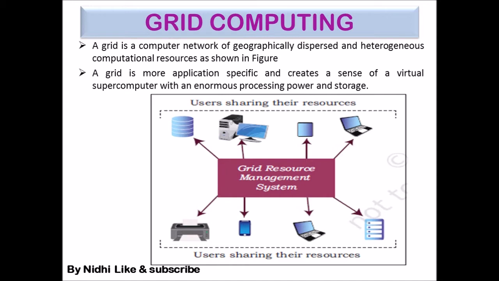Heterogeneous means different types. Homogeneous means the same categorization, and heterogeneous means different types of categories. So that is having heterogeneous computational resources. As you can see in the figure, at the center level there is a grid resource management system, and they are all connected with this. Users are sharing their resources with this grid resource management system.